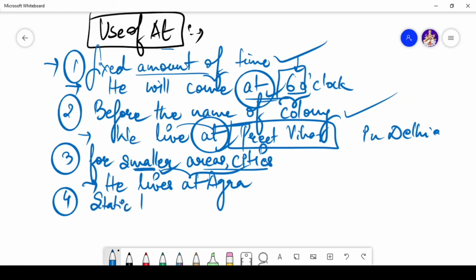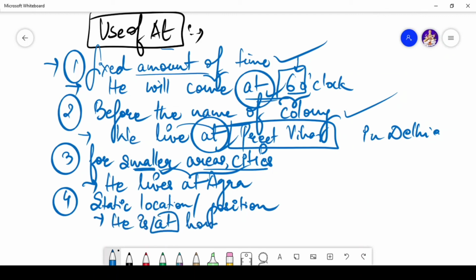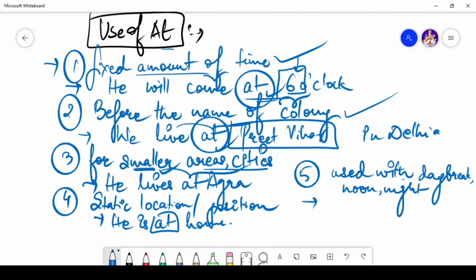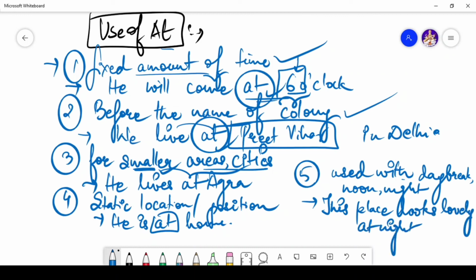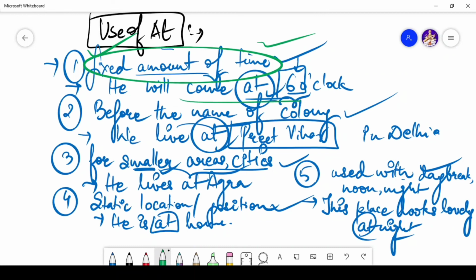Now the next one is if you are talking about a static location or a fixed location or position. Like if I say he is at home or he must be at home. Okay, so that is a static location, a fixed position. Next scenario is that it is used with daybreak or noon or night. Let's say for example, this place looks lovely at night. Okay, so these are different scenarios where at is used. First of all, whenever you're talking about any fixed amount of time, like he will come at 6 o'clock.